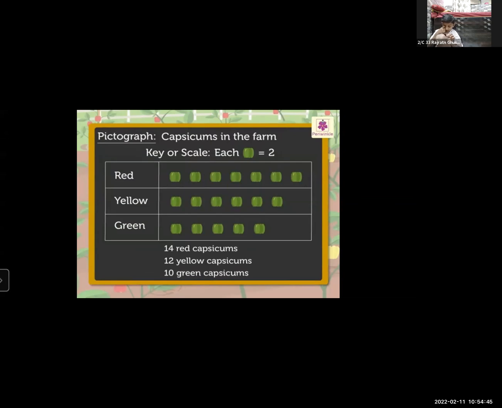From the information so obtained from the pictograph, we can say how many capsicums there are in all, whether red capsicums are more or yellow, and so on. Hence, we can obtain a lot of information from a pictograph.